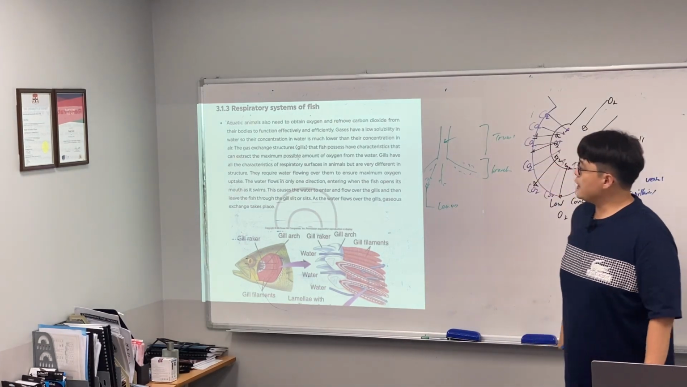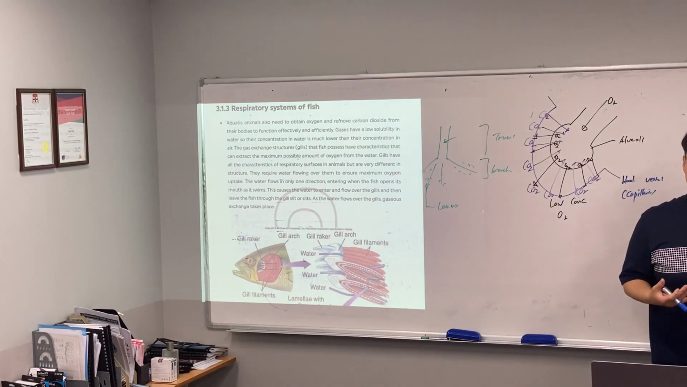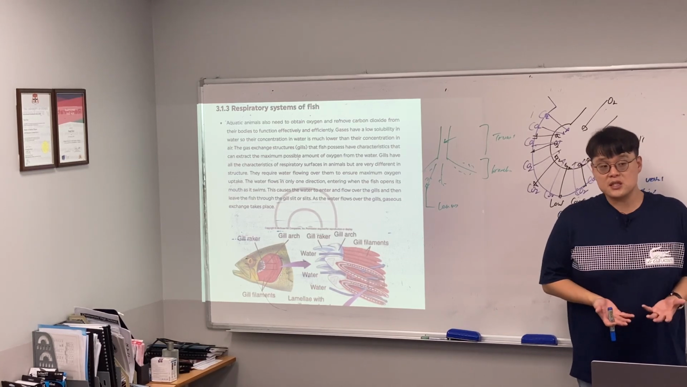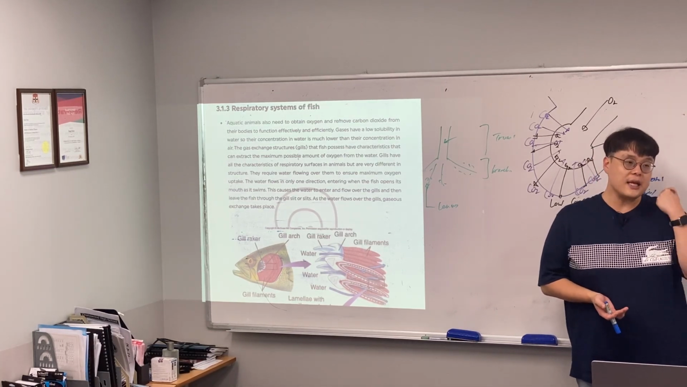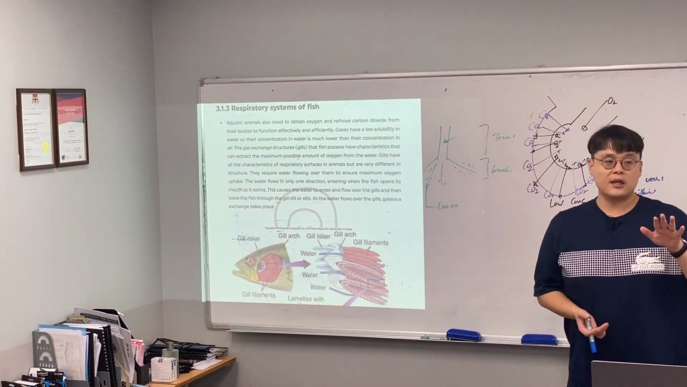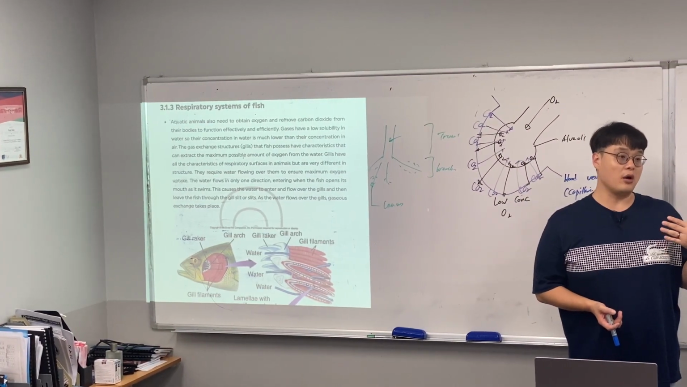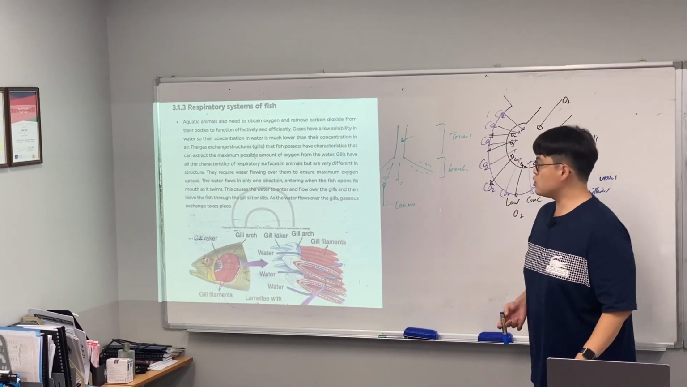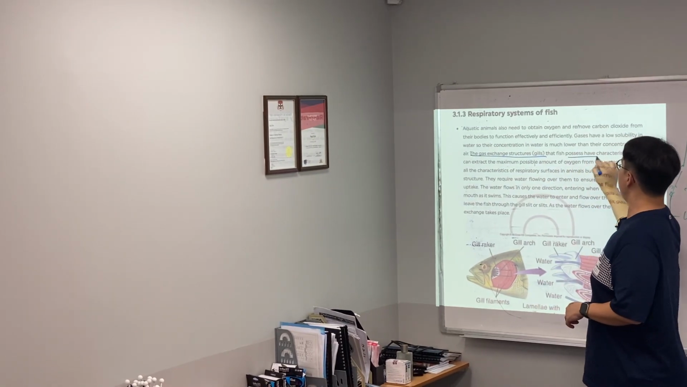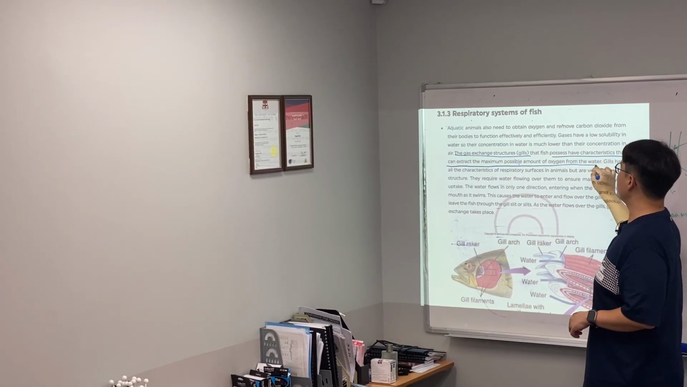So aquatic animals also need to obtain oxygen because they can't produce oxygen gas by themselves. Not energy, sorry, they can't produce oxygen gas. They can't go for photosynthesis, which means that they need to breathe in oxygen for cellular respiration as well. But how are they going to get the oxygen from the water? I mean, you can't breathe in the water because there's not enough oxygen you can breathe in. So what they do is use the gill, which is called a gas exchange structure. The gill that fish have can extract the maximum possible amount of oxygen from the water.